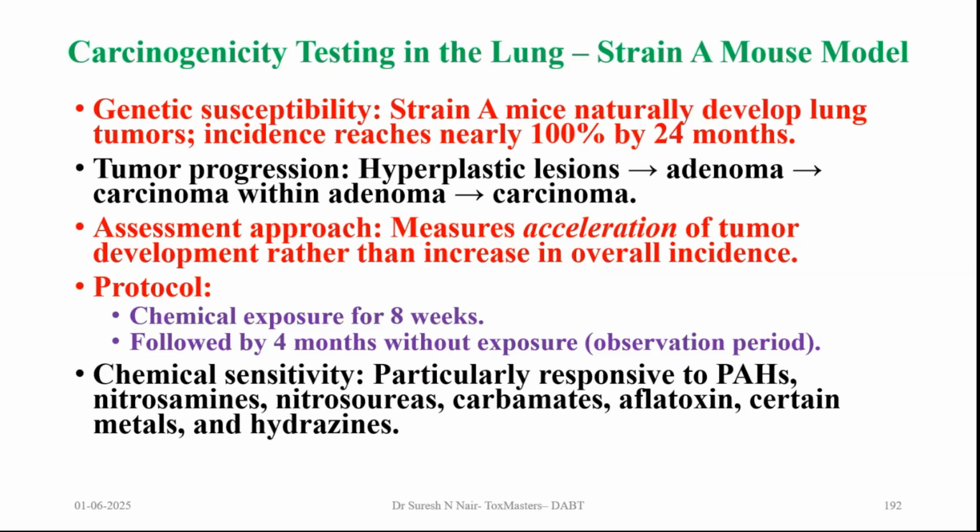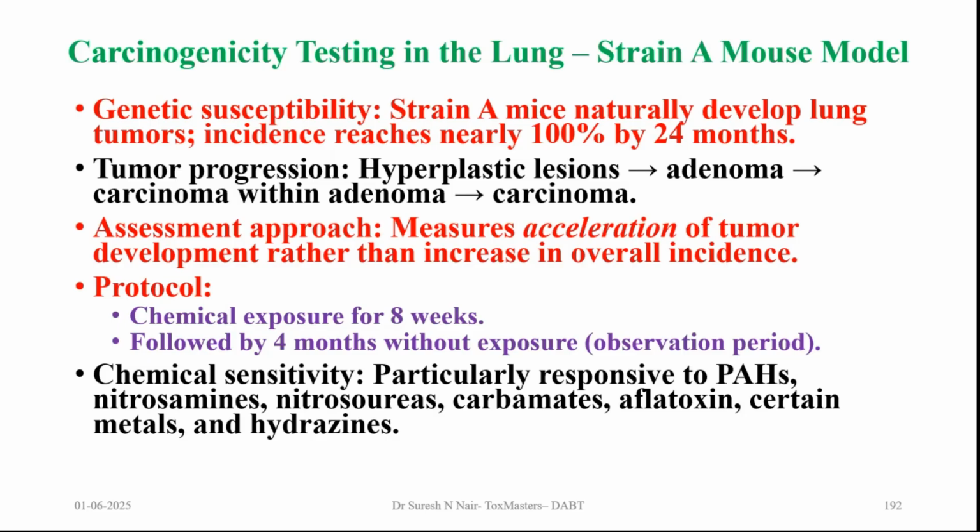And carcinogenicity testing in the case of lung lesions. Generally we use the strain A mouse model, where the genetic strain A mice naturally develop lung tumors. The incidence rate is almost 90% by the 24th month. The tumor progression involves hyperplastic lesions, like the lung adenoma and the carcinoma within the adenoma. Initially there will be hyperplasia. Hyperplasia will develop into adenoma. Adenoma will produce the initiated cells.